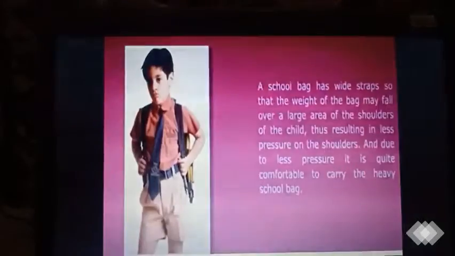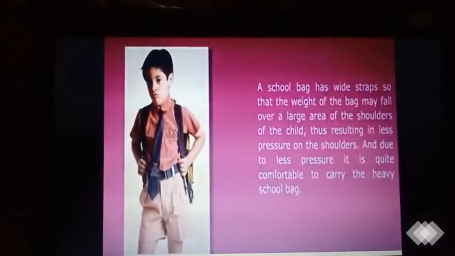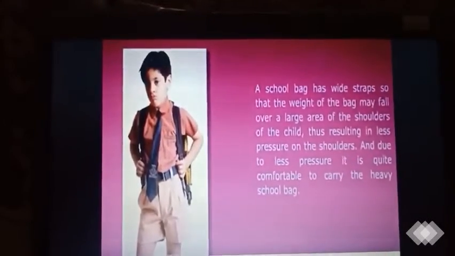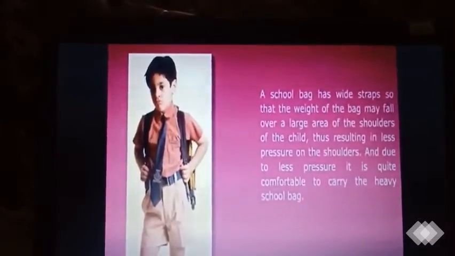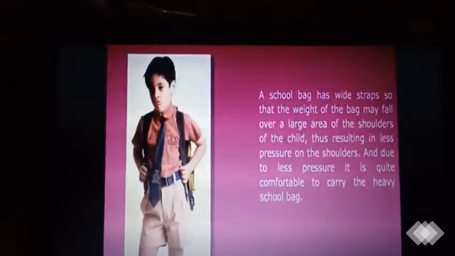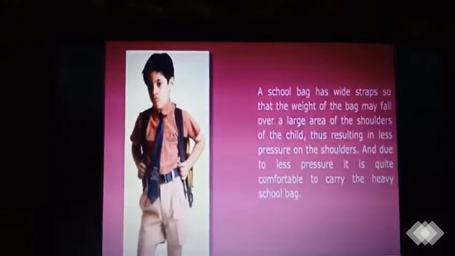Clear? And this again I told you, a school bag has a wide strap so that the weight of the bag may fall over a large area of the shoulder, thus resulting in less pressure on the shoulder. Due to the less pressure, you feel comfortable carrying a heavy school bag. Clear?